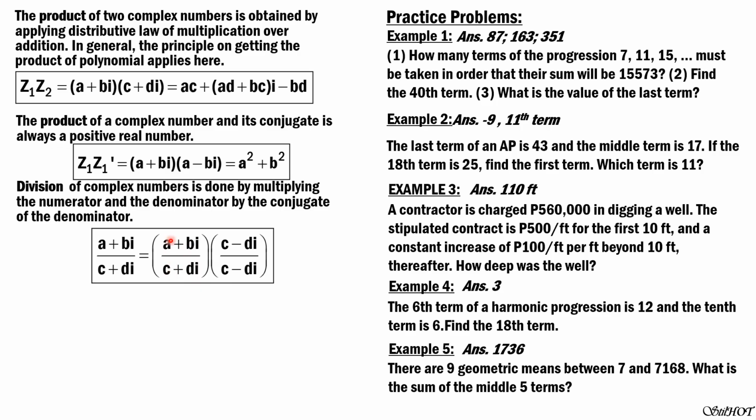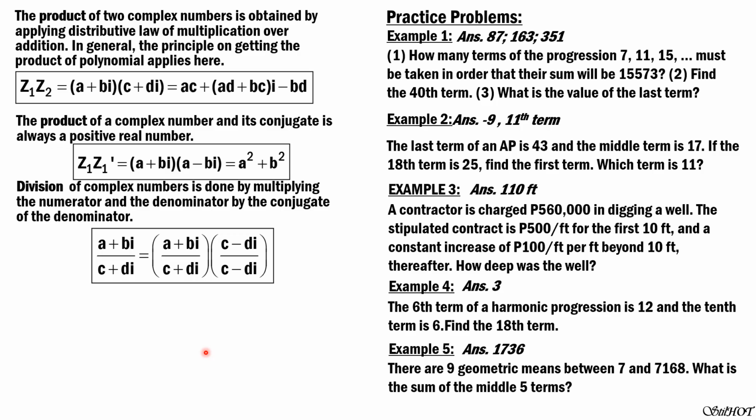We copy the original fraction, then we multiply and divide this by the conjugate of the denominator, which is c minus di over c minus di. The denominator is, of course, c square plus d square, and in the numerator, operate in the same manner as this. So that's why it's an easy job.